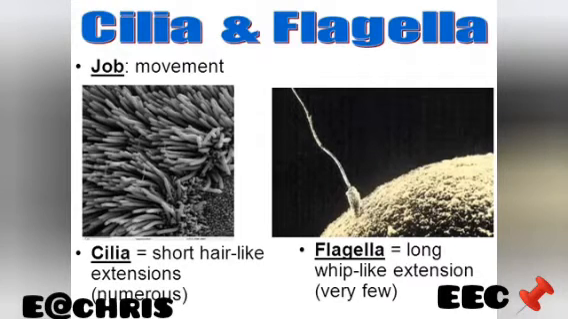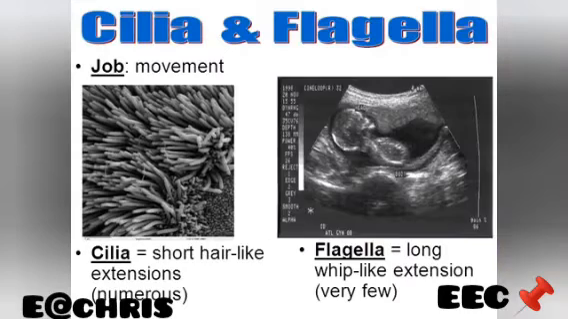It allows it to move or to shake. And the flagella is a long whip-like extension, very few. It supports the movement of the cell together with the presence of cilia in the cell, so that it is allowed to move from one place to another. Those are the very important organelles that are responsible for allowing the cell to move from one place to another to accomplish the specific function for it.